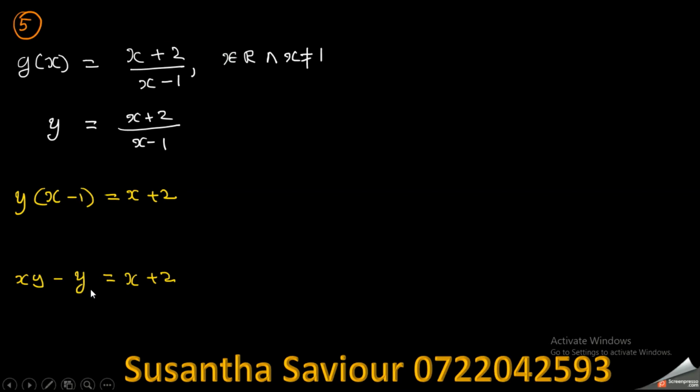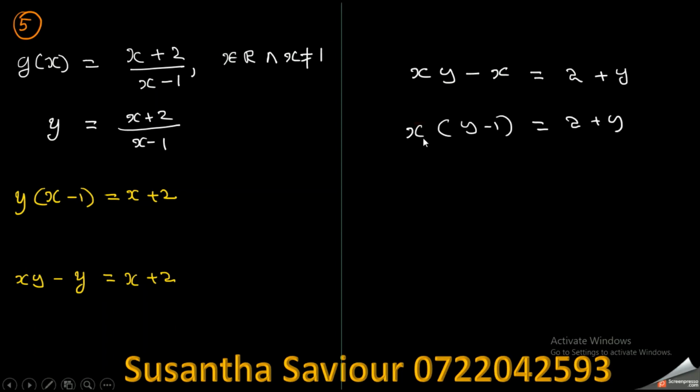Then what we will do, we will take this y term to this side and this x term to this side. So x's are in one place, we can take the common thing out and make x the subject. Look at this. Then you get xy minus x equals 2 plus y, right? Then what is common here for these two terms? X is common. You pull this x out, then x into y minus 1 is equal to 2 plus y. Then x is equal to 2 plus y divided by y minus 1, right?